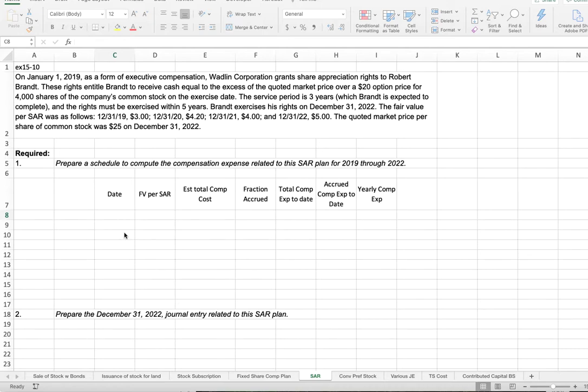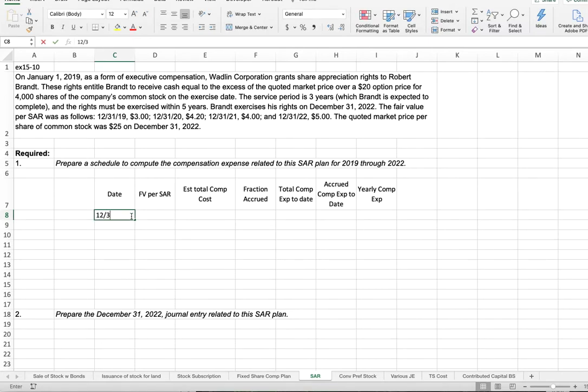And so I went ahead and filled in these titles that we're going to use on our schedule. If you want to pause for a minute and add these to your Excel sheet that you're working with, I'd recommend doing that. And I'll go ahead and get started.